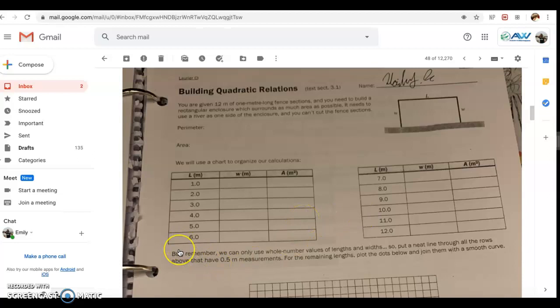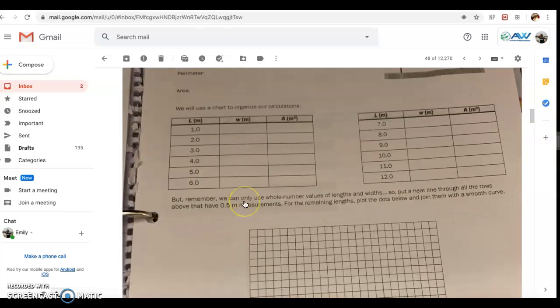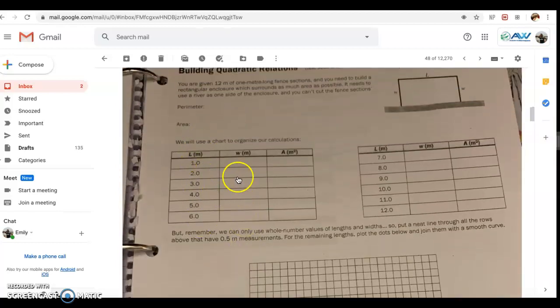Oh, I lied about the rules here. There is a rule that says you can't have 0.5 measurements. So any rows of the table where you ended up with measurements of 0.5, you can put a line through those, okay? So that would include the first row that I showed you how to calculate there because the width we got was 5.5. So put a line through that one. You can't use that one. And then when you graph your points, you only need to graph the points where there's no 0.5s.